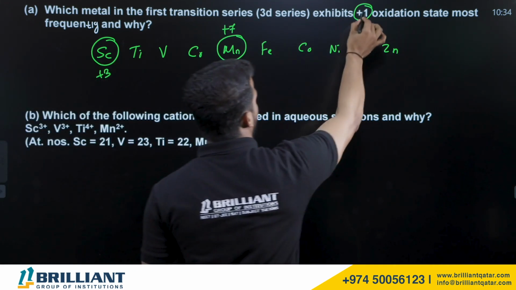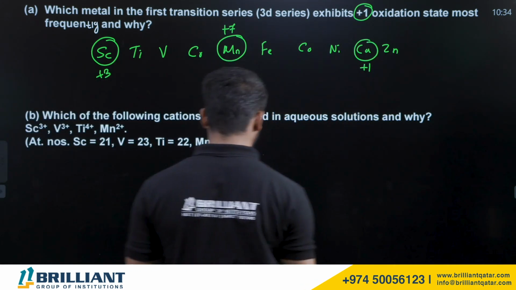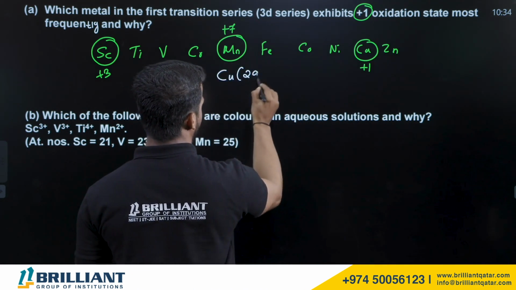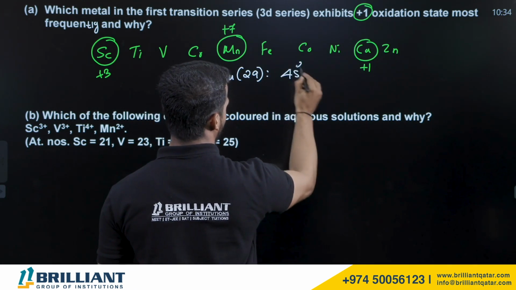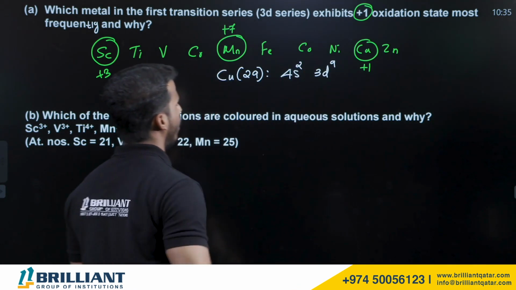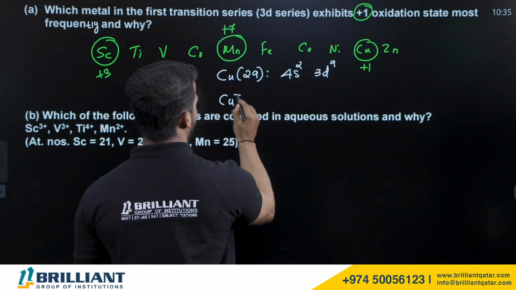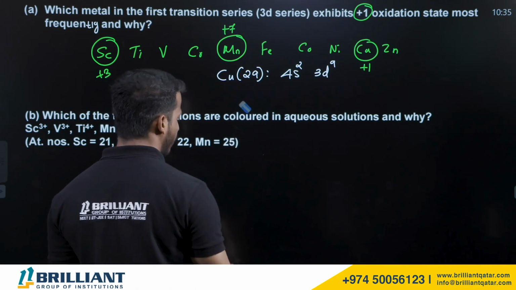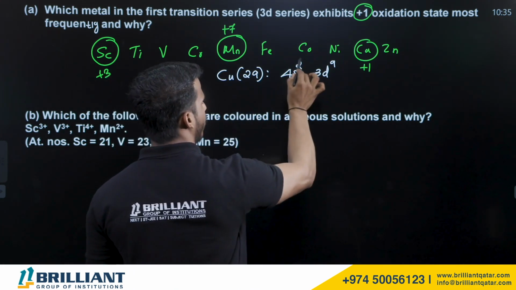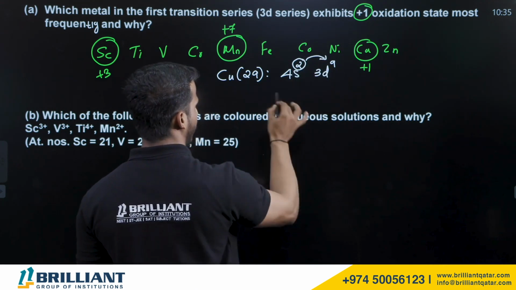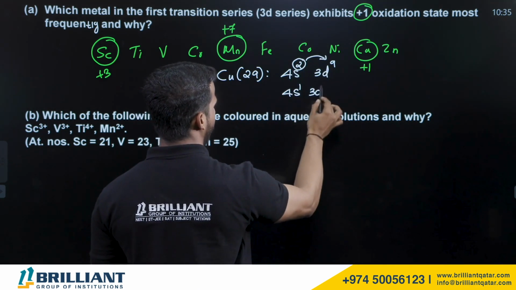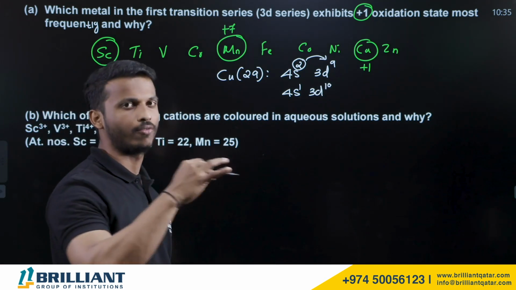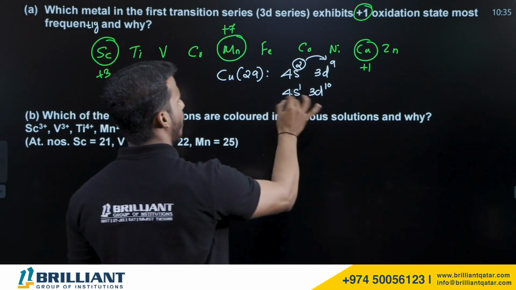And remember, the +1 oxidation state is exhibited mostly by copper because, dear all, copper's atomic number is what? 29. We can write the configuration as 4s2 3d9. Suppose copper exists in +1 state, what will happen? Within the ground state itself, there is a small change in electronic configuration, right? From the 4s orbital, 1 electron goes to 3d. You will get 4s1 3d10. Why is the electron transferred? To attain stable half-filled and fully filled stabilization, right? This is copper ground state.